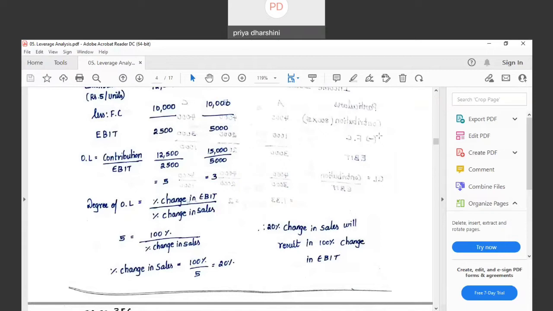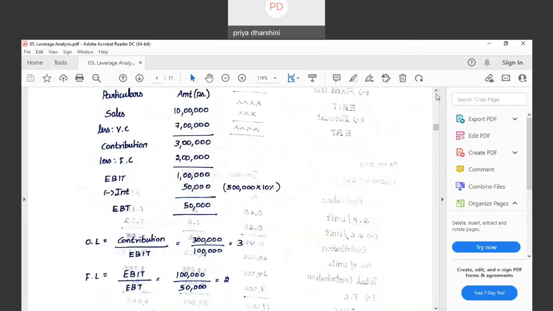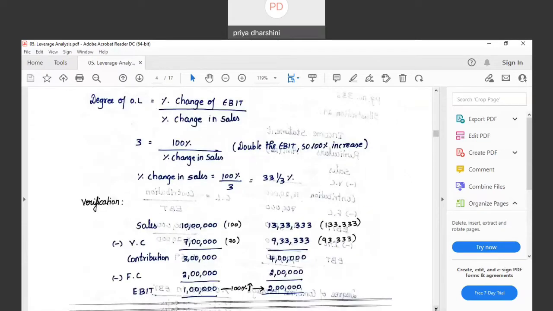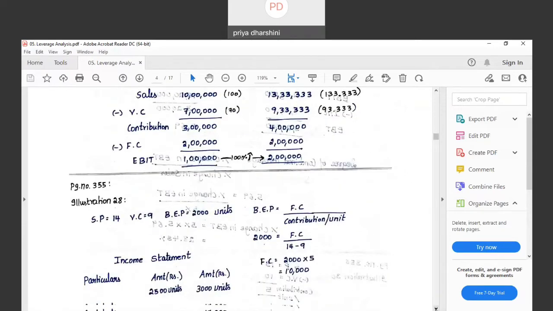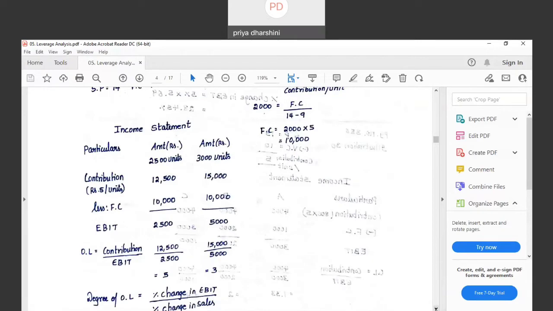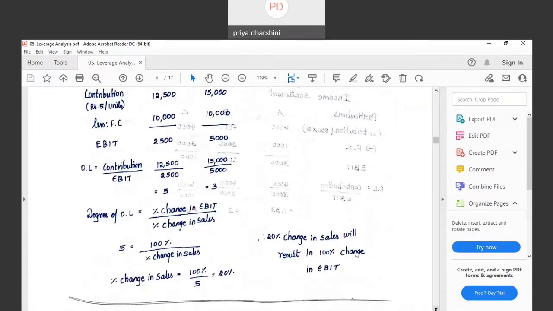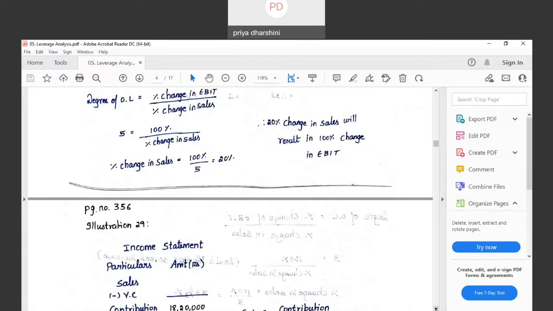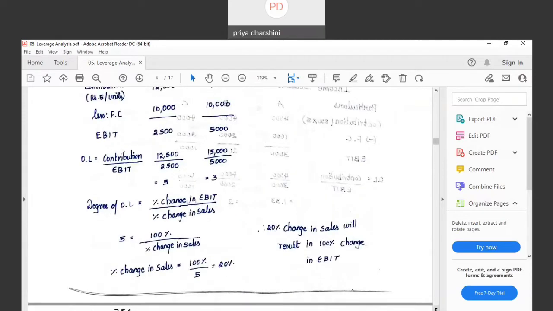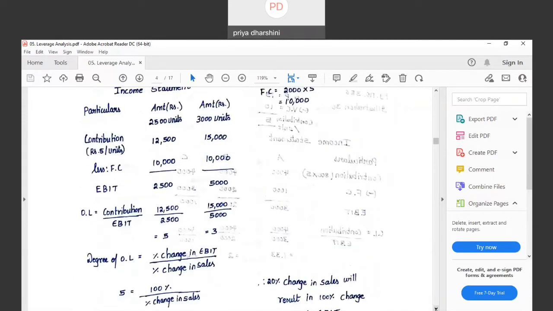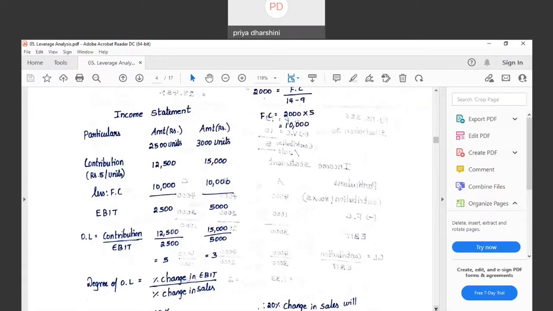Is there a 20% increase in sale? There is a 20% change in sale, which will result in a 100% change in EBIT. Now tell me, is there a 20% increase in sale? You can calculate and find.